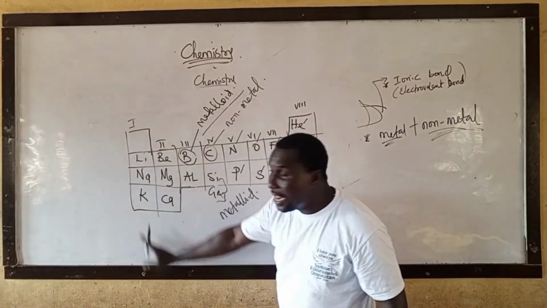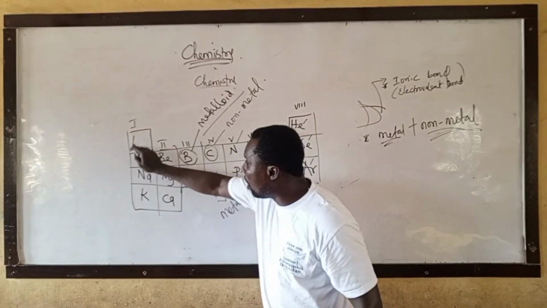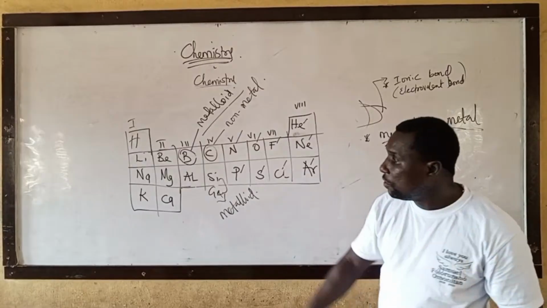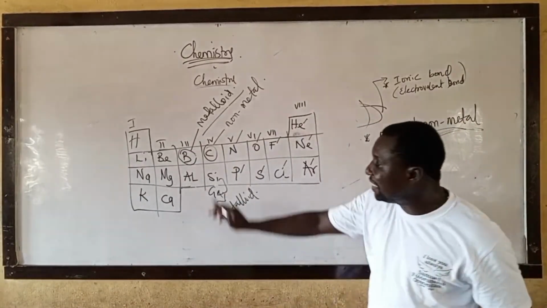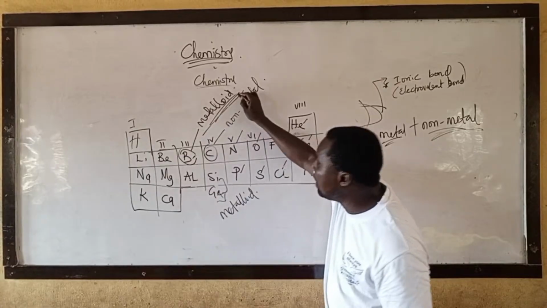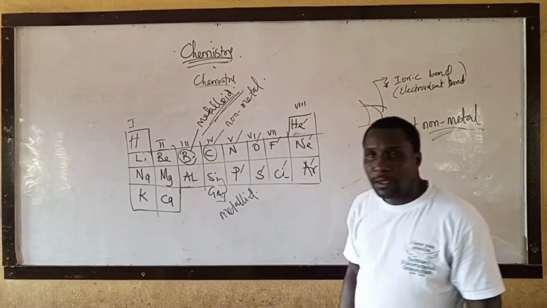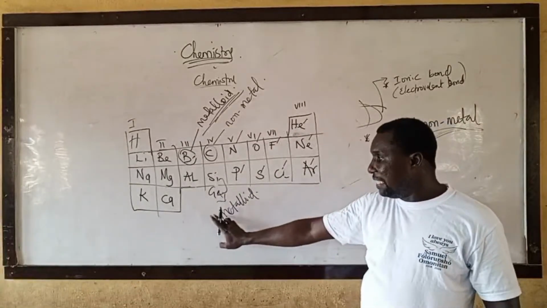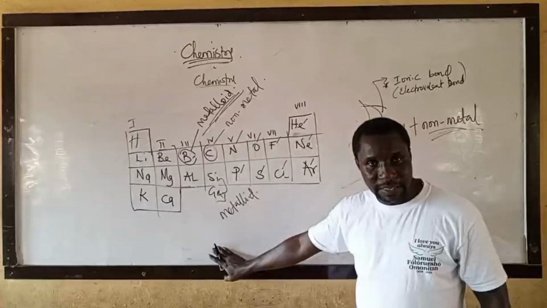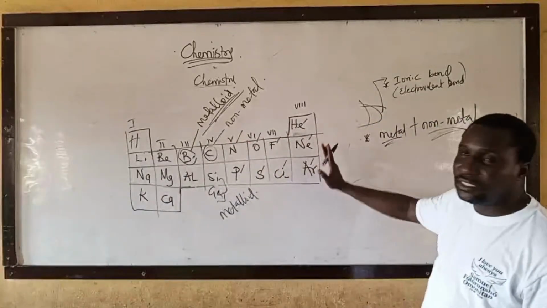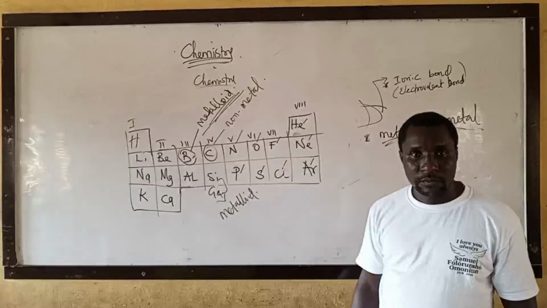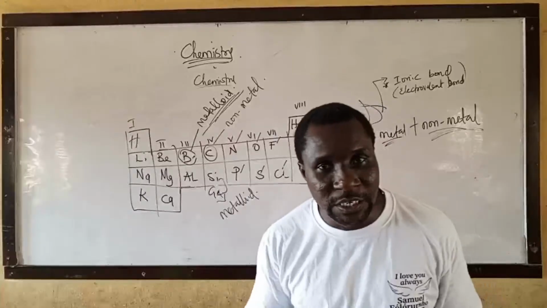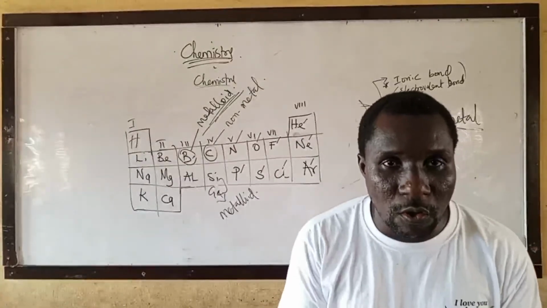That is, group 1 elements are all metals, except what? Hydrogen. Group 2 elements are all what? Metals. Group 3 elements are all metals, except what? Boron, which is a metalloid. Group 4, we have a non-metal, which is carbon. Silicon, germanium, metalloid. Then tin and lead, they are metals. Then all these ones, they are what? Metals. Please take note.